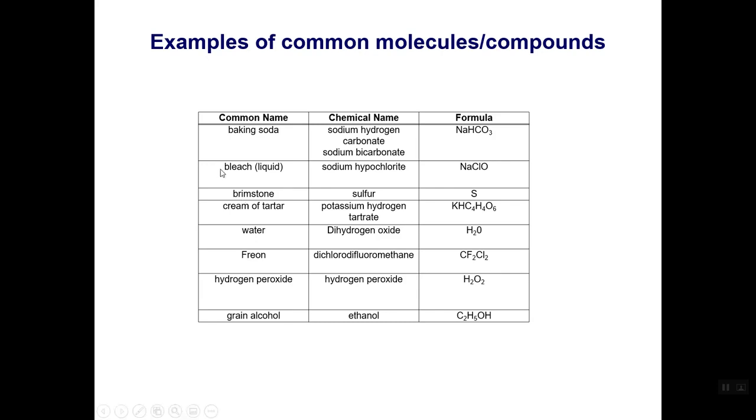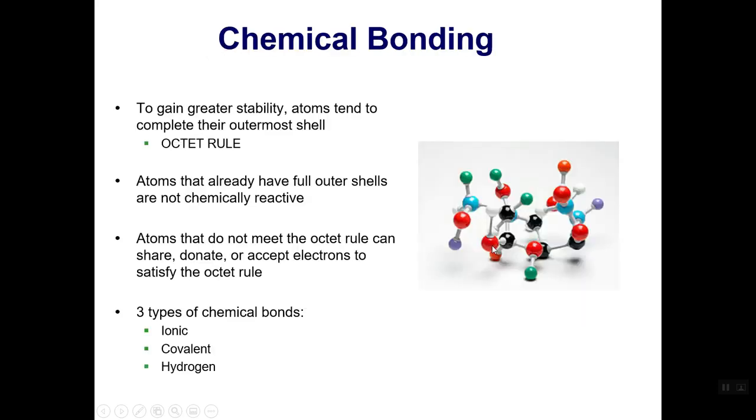Next, good old bleach, sodium hypochlorite, is made up of sodium, chlorine, and oxygen, one apiece. Cream of tartar, I have it in my pantry. People use it to cook. It's made up of potassium, a hydrogen, 4 carbons, 4 more hydrogens, and 6 oxygens. Water, which is actually the fancy name for it, is dihydrogen oxide, H2O, and so on.